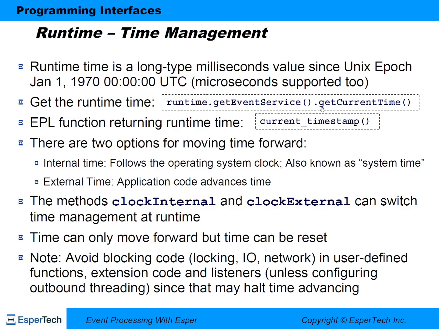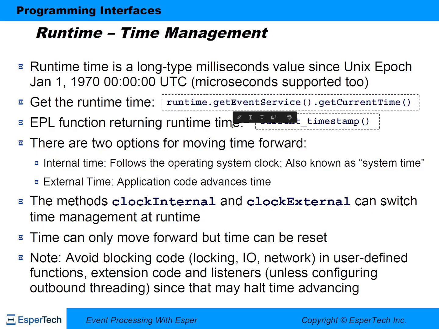The runtime manages time, however time is still under the control of the application and time can come from events or other sources. Runtime time is a long type milliseconds value since Unix epoch, which is January 1, 1970 at 0 hours 0 minutes 0 seconds. Microseconds are supported too. To get the runtime time from a runtime instance, call runtime.getEventService.getCurrentTime.